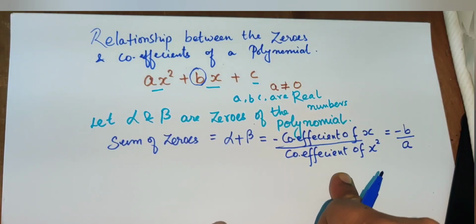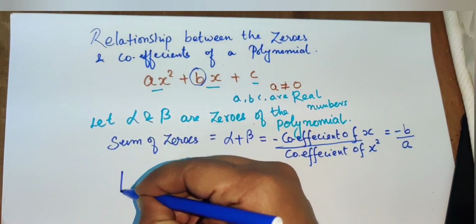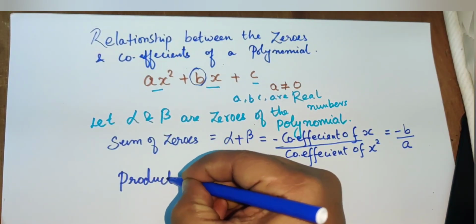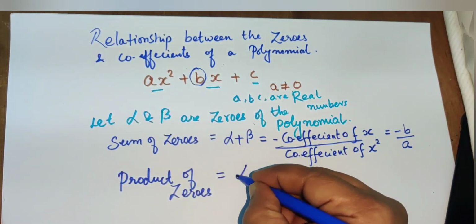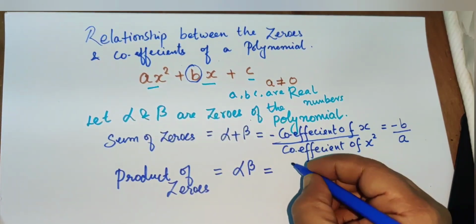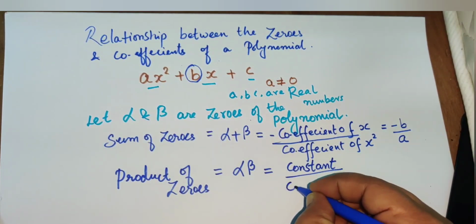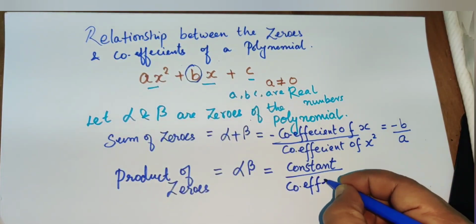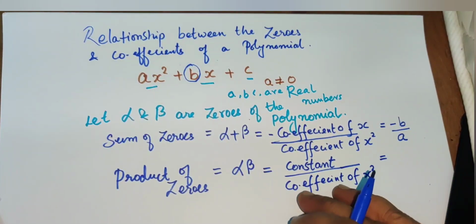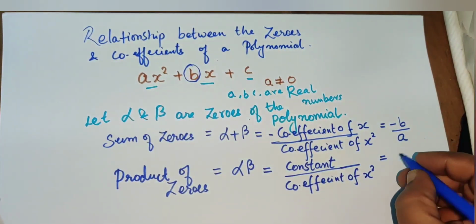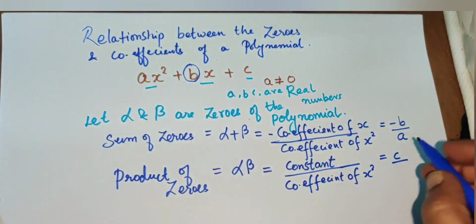This is a very important result, which gives the relationship between the zeros and the coefficients of the polynomial. And then the product of the zeros. So the sum of the zeros we have done. Now the product of the zeros means just multiplying alpha into beta, which is equal to the constant divided by the coefficient of x square. Here c is the constant, so c divided by a, the coefficient of x square.